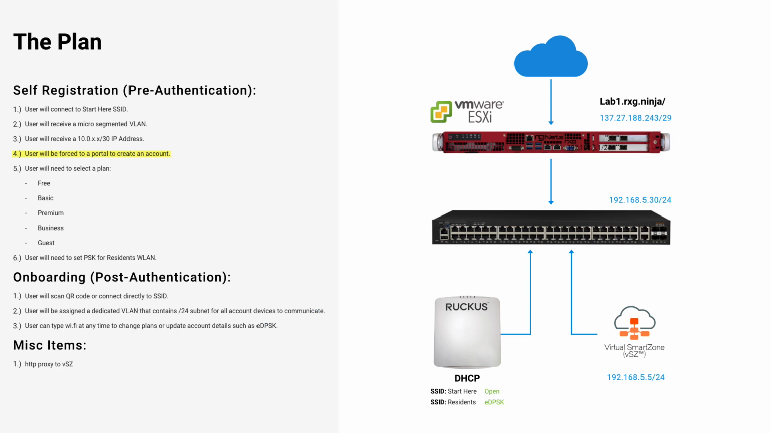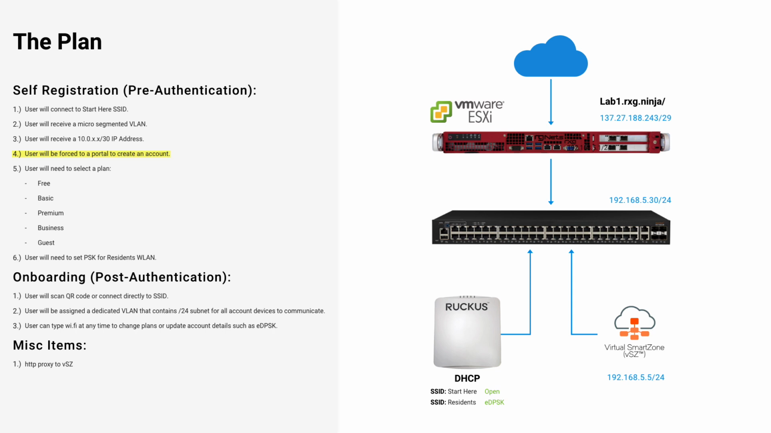So in order to do that, what we need to do is identify the users, and then we need to put them into an experience or a policy that will present a portal to them. So right now we're at this step. Users will receive an IP address, and now we're on step 4. Users will be forced to a portal to create an account.